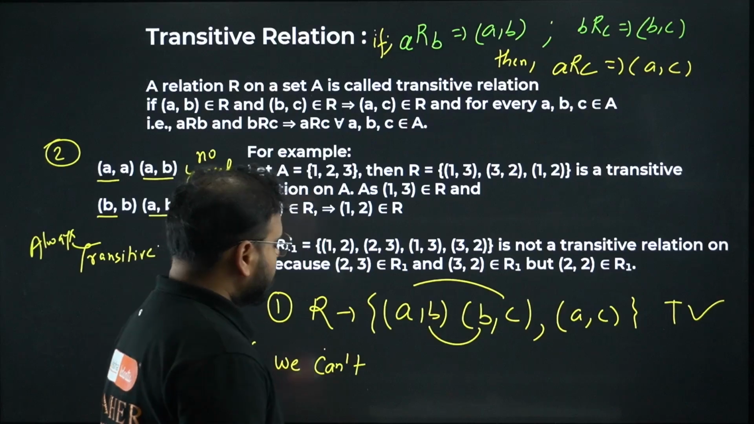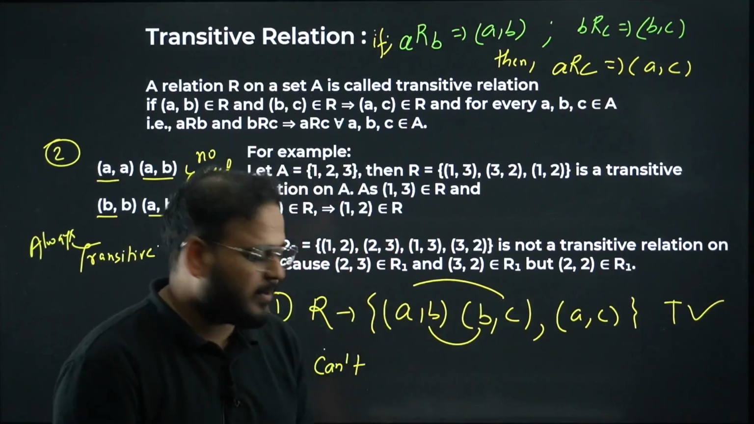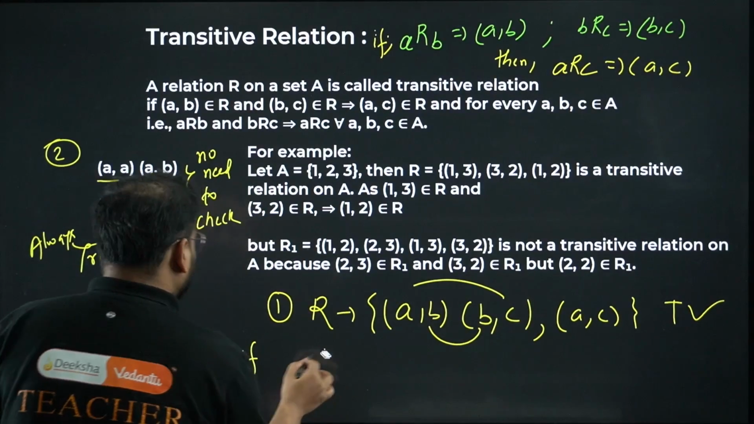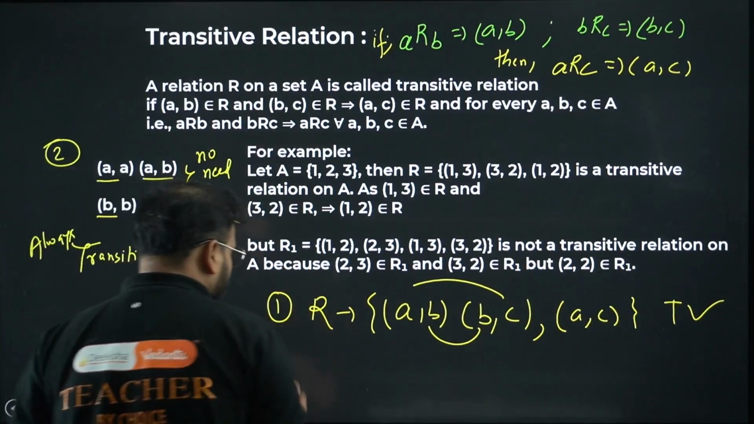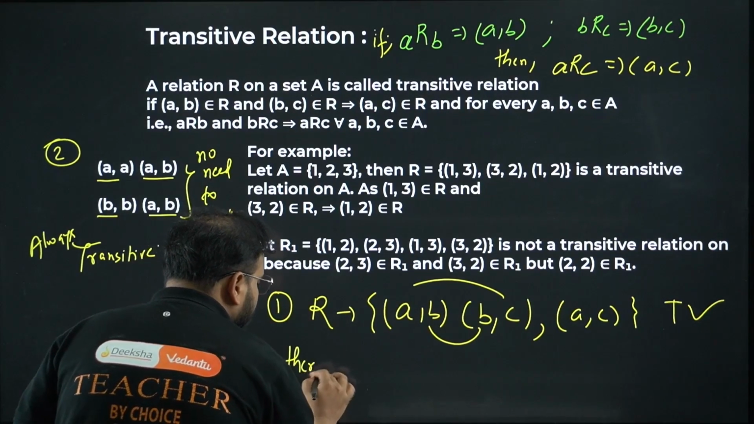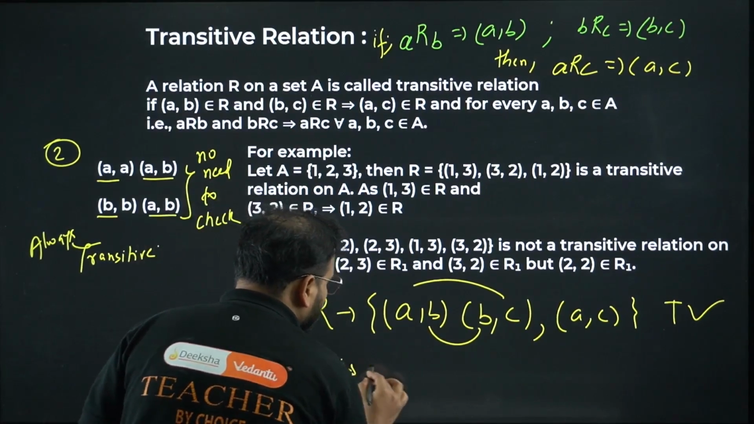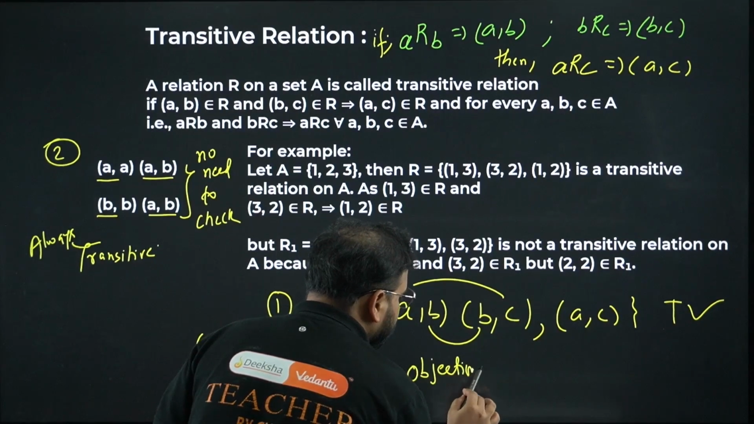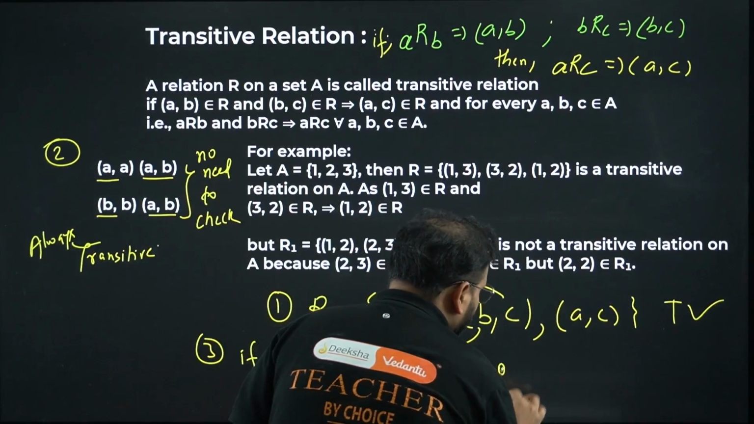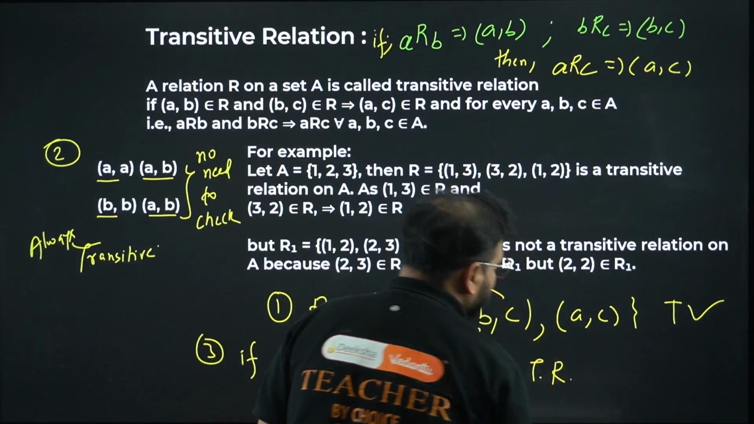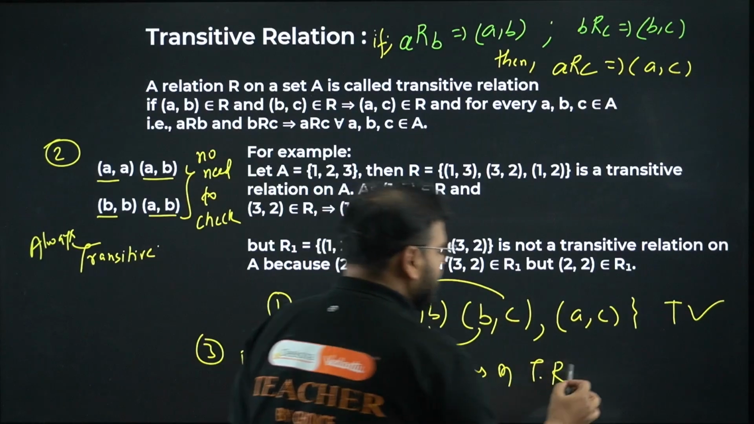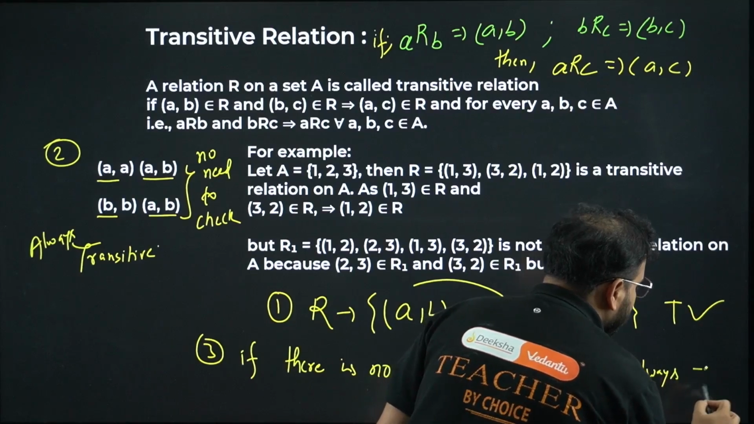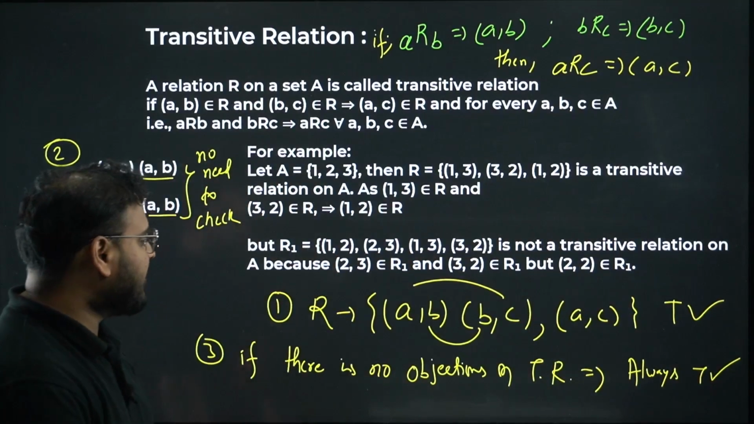Okay, I think the word can't can be different for different people. So I'll say, if there is no objections, actually, let's redefine the statement. It's very important to redefine properly. If there is no objections on transitive relation, then simply what will happen, you will define it to be always transitive. Now you might think, sir, how is this possible?